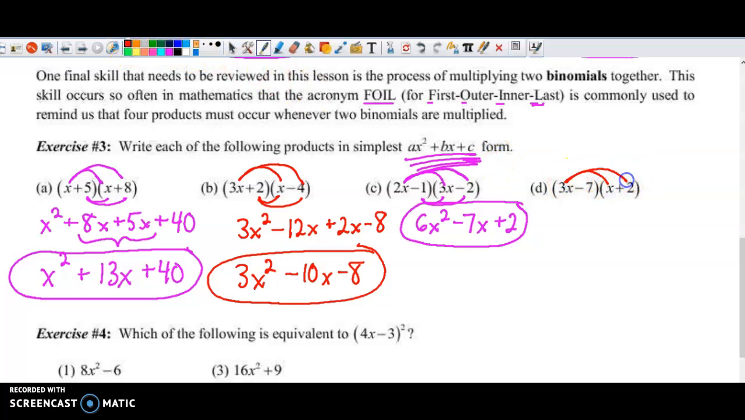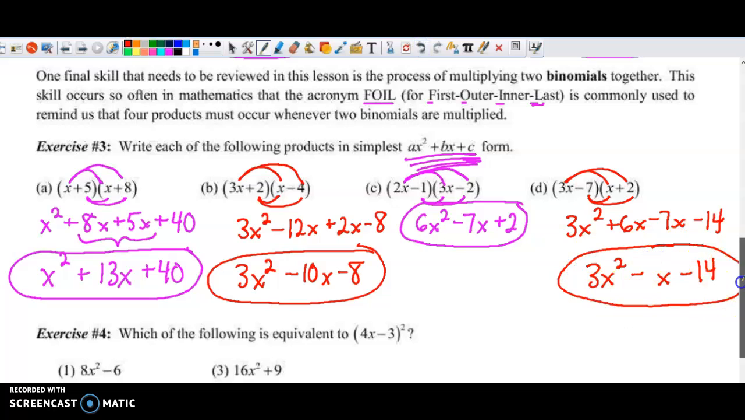So same thing with the next one. We have, whoa, yep, you gotta be careful if you do too many things at once. 3x times x is 3x squared. The outside would be the 6x, that's where I was getting that number. The inside is negative 7x, and negative 7 times 2, the last term, is negative 14. So what's your final answer? 6x minus 7x is negative 1x. You don't have to write the 1 though. If you wanted to, you could, but you don't have to.